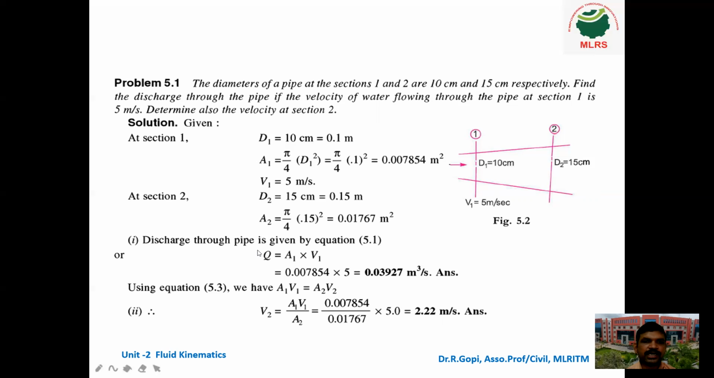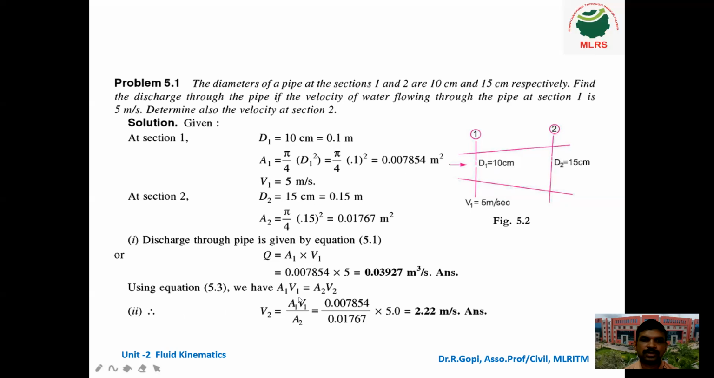Now find out the discharge. The formula for the discharge is area into velocity. For section 2 we don't know the velocity, so we can't calculate the discharge there, but at section 1 we know both area and velocity. So substitute: q1 is equal to a1 into v1. Substituting a1 and v1, we get the discharge in terms of meter cube per second. This is the unit, meter cube per second.